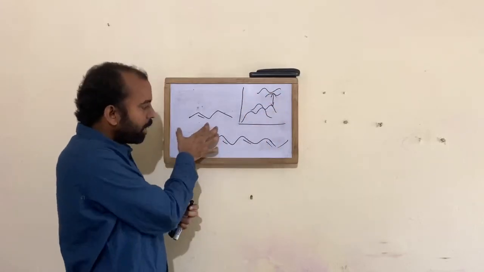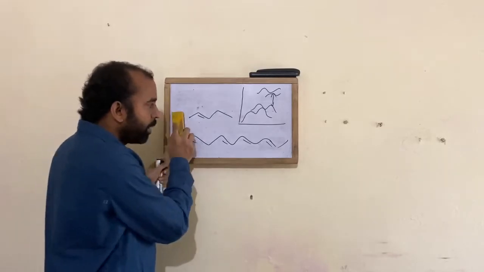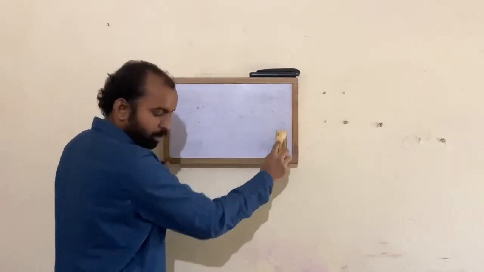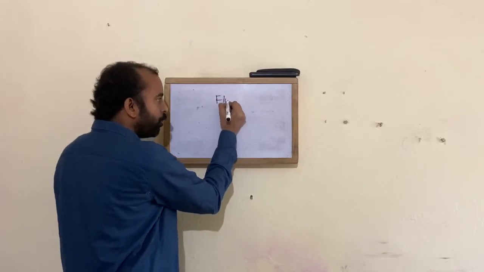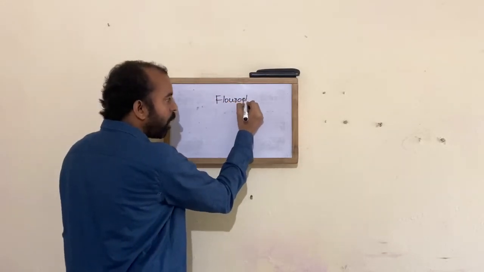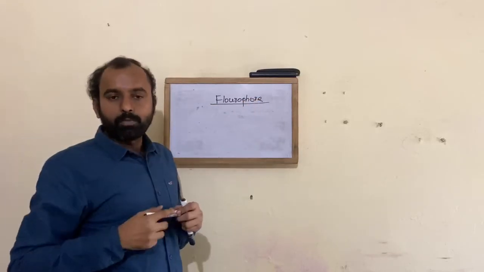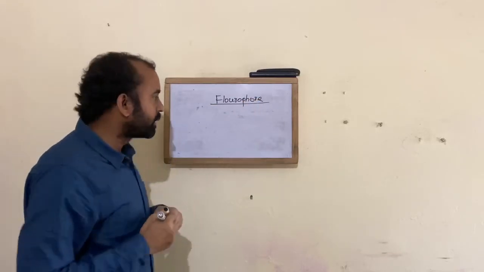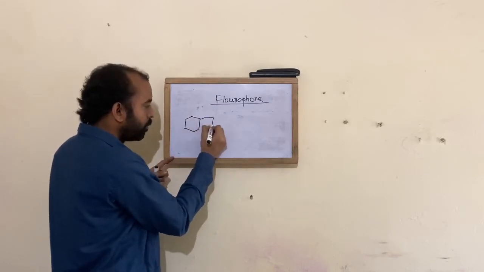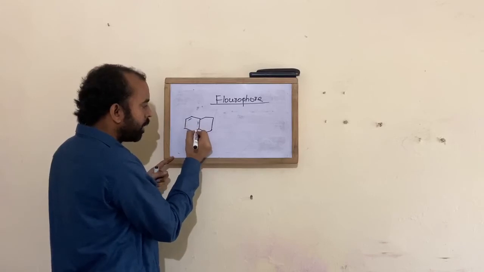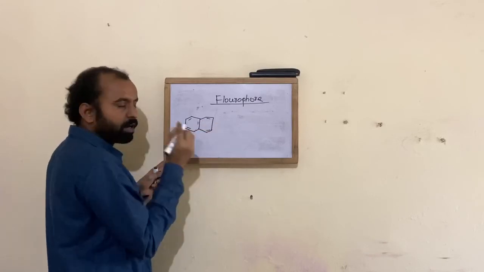This concept is called the fluorophore. What do you mean by fluorophore? The fluorophore is the molecule which is responsible for the fluorescence. Let us see some various fluorophores. So we have the conjugated double bonds, so fluorophores. So this is one fluorophore.